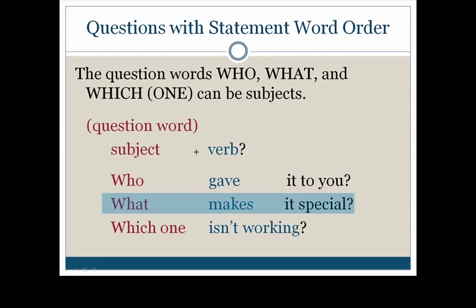What makes it special? Which one isn't working? Note how we treat the question word as a singular subject, and the verb agrees with that singular subject. The answer could be a singular or plural noun, but we'll still treat the question word as a singular subject.